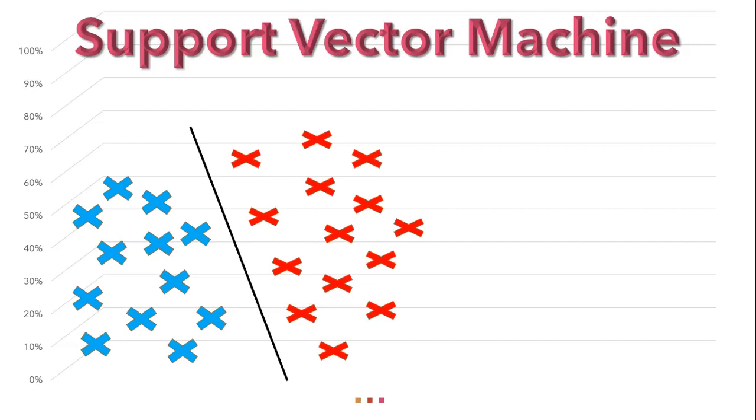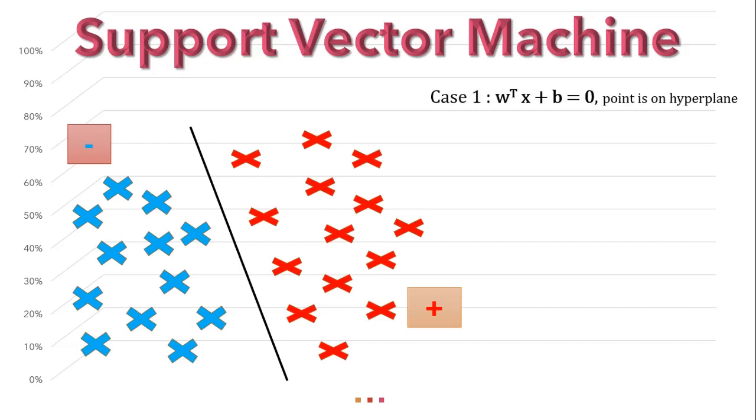Let's say blue points are considered to be the negative class and red points are considered to be the positive class. Now suppose I have to check for a new unknown data point whether it belongs to the positive class or the negative class. So we have three cases over here. If W transpose X plus B is equal to 0, that means the new point is on the hyperplane, as this is satisfying the equation of a straight line.